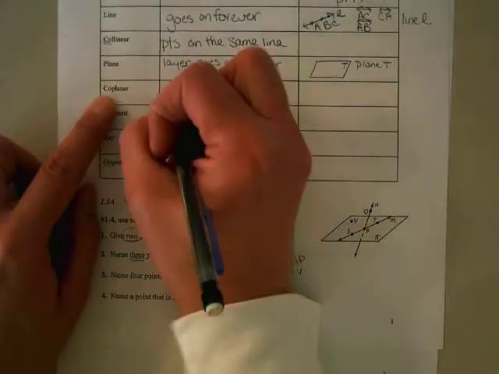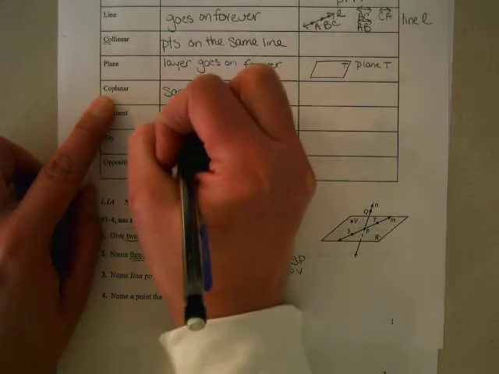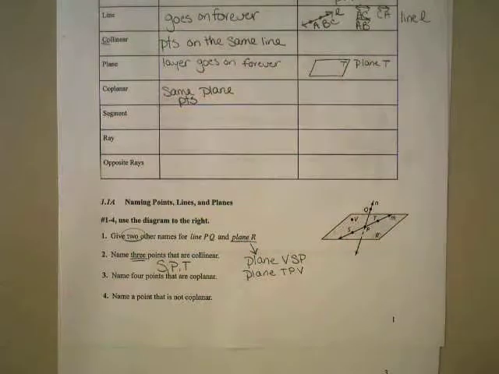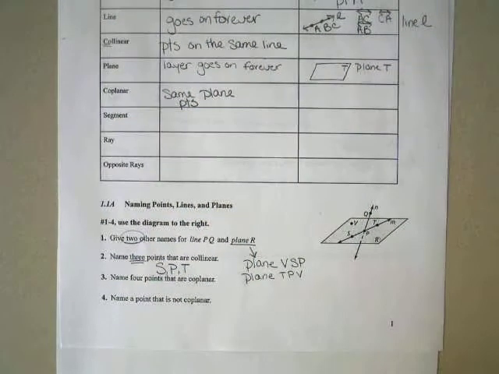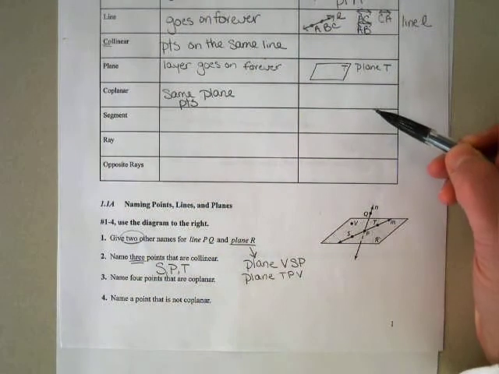All right, coplanar, same prefix. Co meaning same, plane. I guess I should say points. So points in the same plane. Once again, they will ask you for a certain number. Like they'll say, name 3 coplanar points, or 4, or whatever. Again, to draw a picture here might just be better to go down to an example.